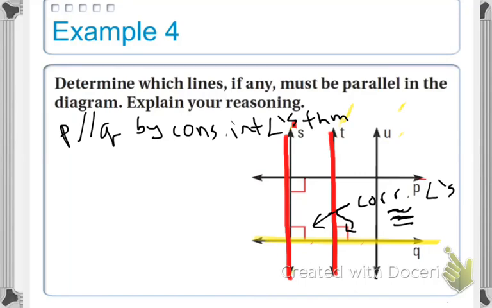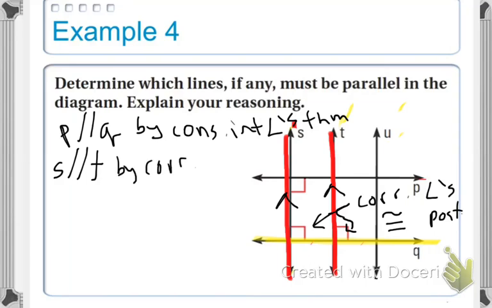I'm going to erase that there. They're congruent. And so according to the corresponding angles postulate, that means S and T are parallel. So I'm going to write that. Line S and T are parallel by corresponding angles postulate. So we got that there. So let's do some more erasing.